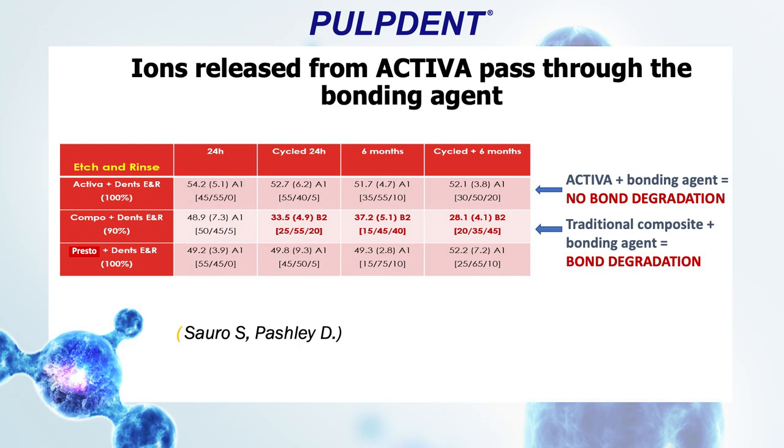This is a study from Soro and Pashley showing that ions released not only pass through the bonding agent, but they also help prevent the degradation of the dentin bond by inhibiting the release of MMPs. So we can see that there's a definite problem with that in regards to etch and rinse with traditional composites, versus here we see ACTIVA bioactive, and on the bottom Presto, which we're going to be talking about in a moment.